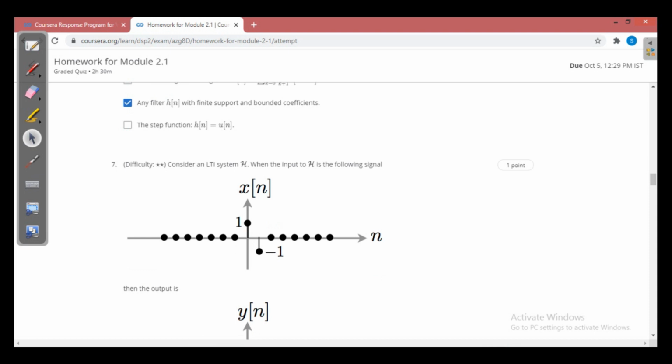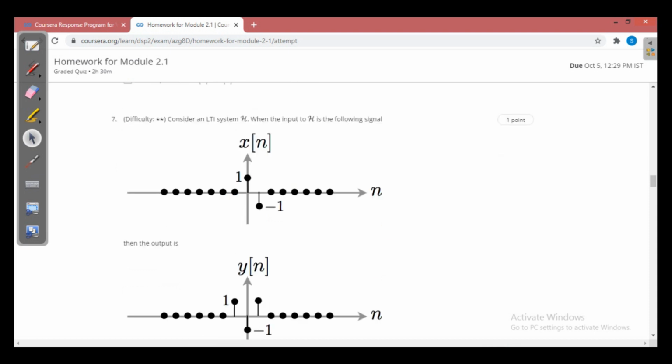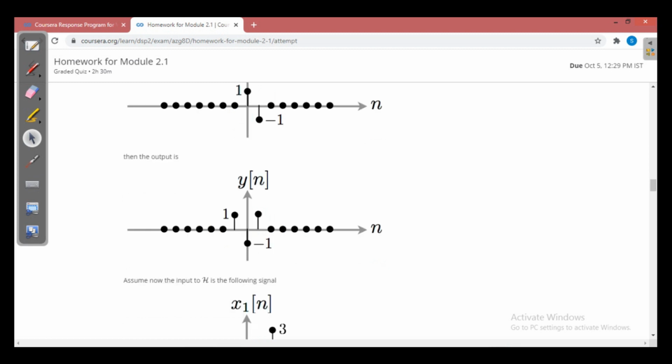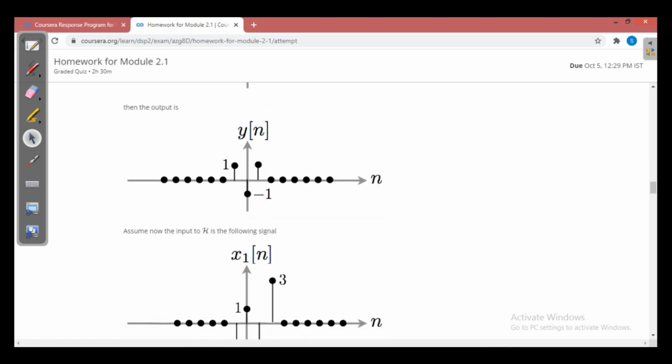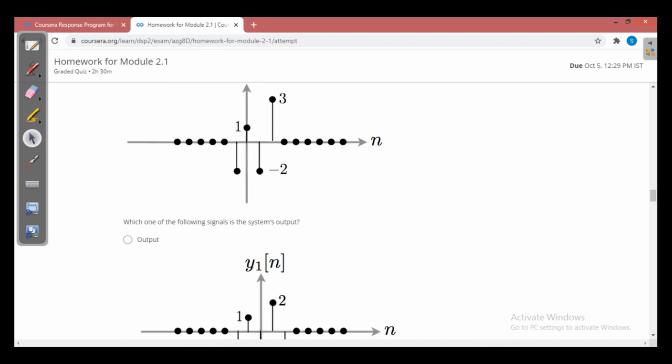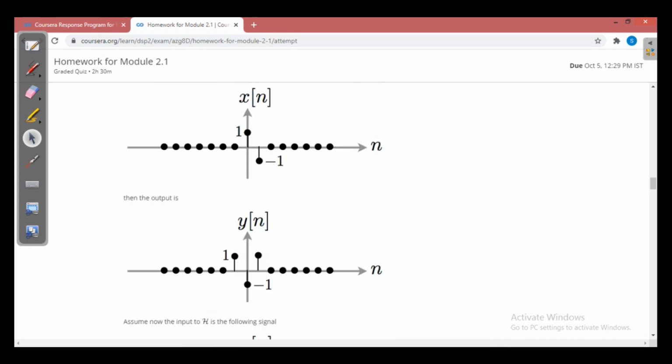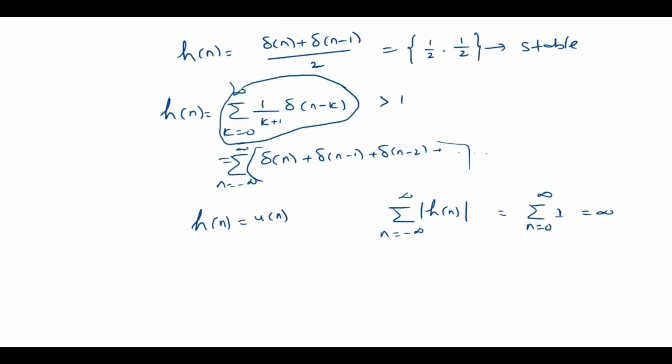Next, the seventh one. Consider an LTI system H. When the input to H is the following signal, having only two samples at n equal to 0 and 1, then the output has three samples, minus 1, at n equal to minus 1, 0 and 1. Assume now the input to the system is x1. So what is the output? Using the first two, that is input and output, we try to estimate the impulse response of the system.